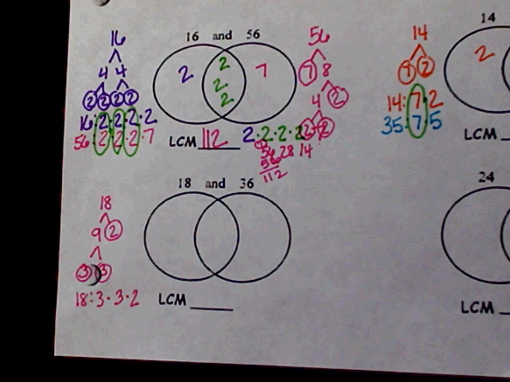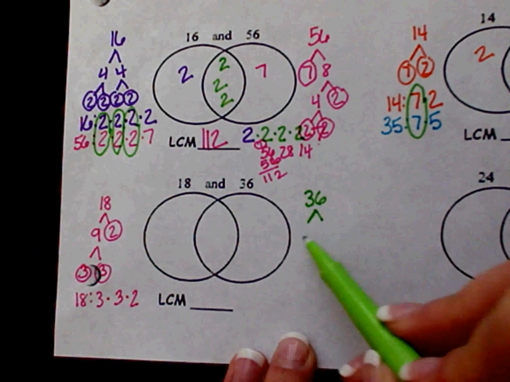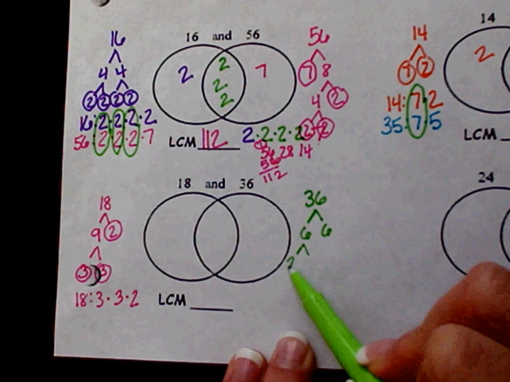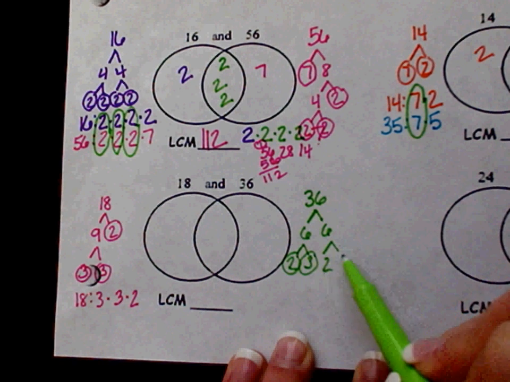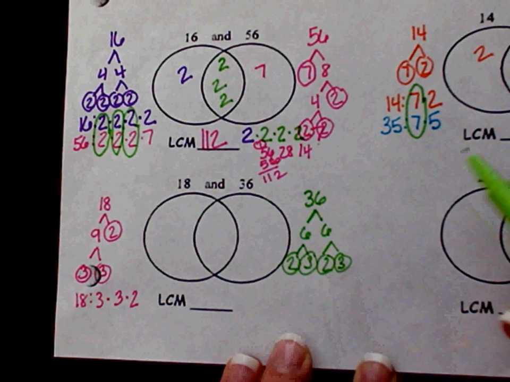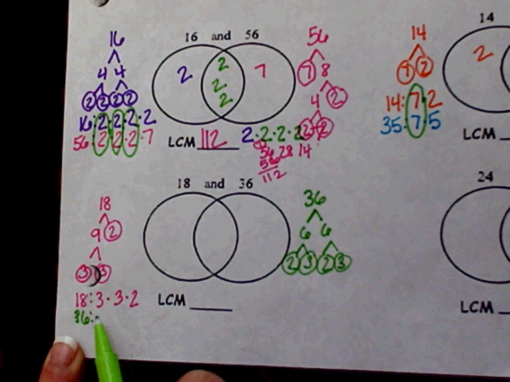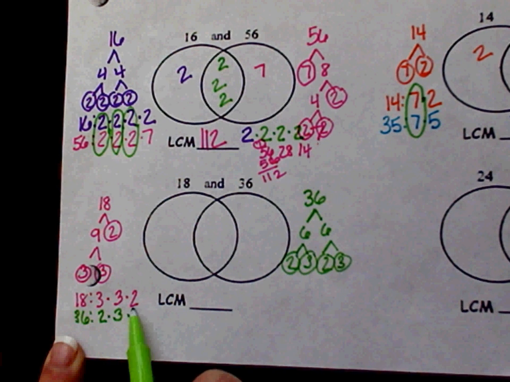For 36, we're going to do 6 and 6. 6 can be broken down into 2 and 3, which are both prime. 2 and 3 are both prime. I'm going to write it underneath the 18. 2 times 3 times 2 times 3.